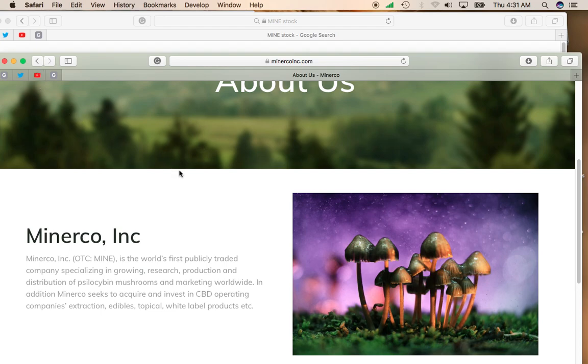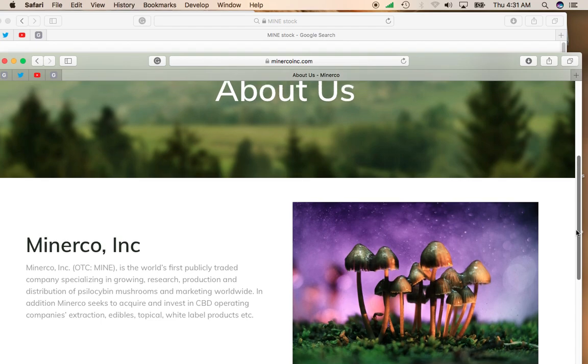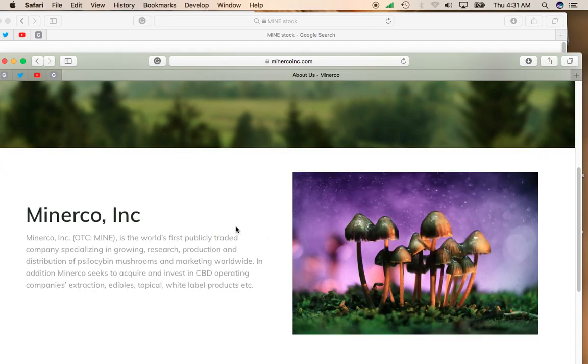Now, the one thing about these magic mushrooms or psilocybin mushrooms is that they've been shown to have positive effects on the treatment of depression. So there is a potential that there is a commercial medicinal use for these magic mushrooms. So it would be pretty interesting to buy into Minerco, which is the only publicly traded company that I know of right now that's involved in the production of psilocybin or magic mushrooms.